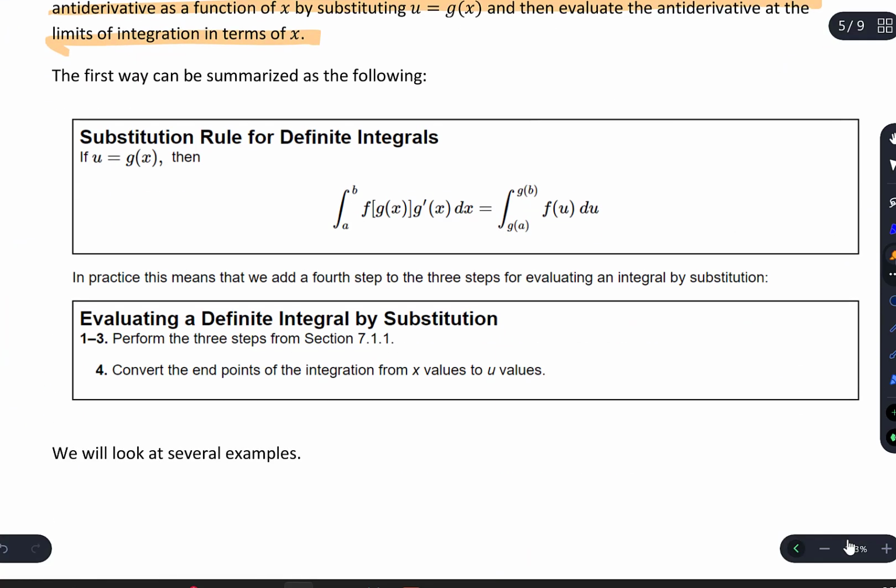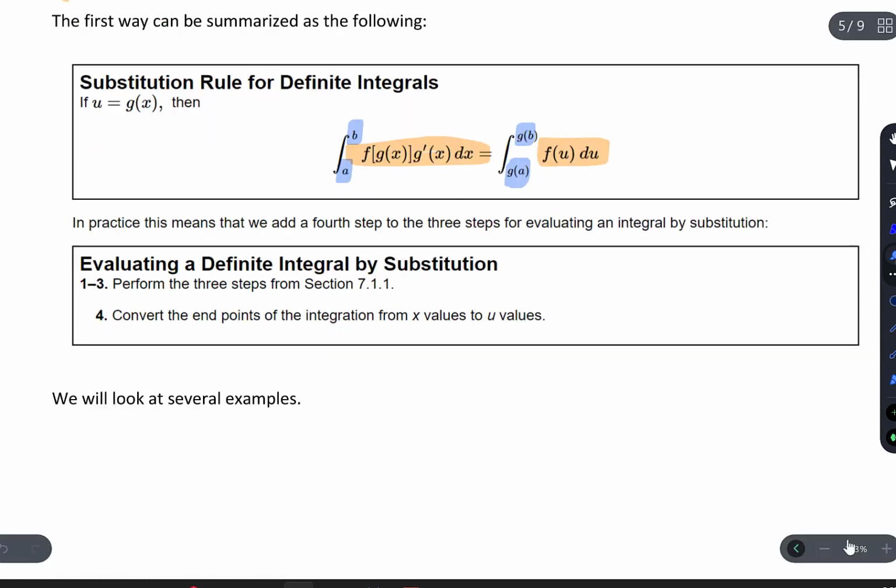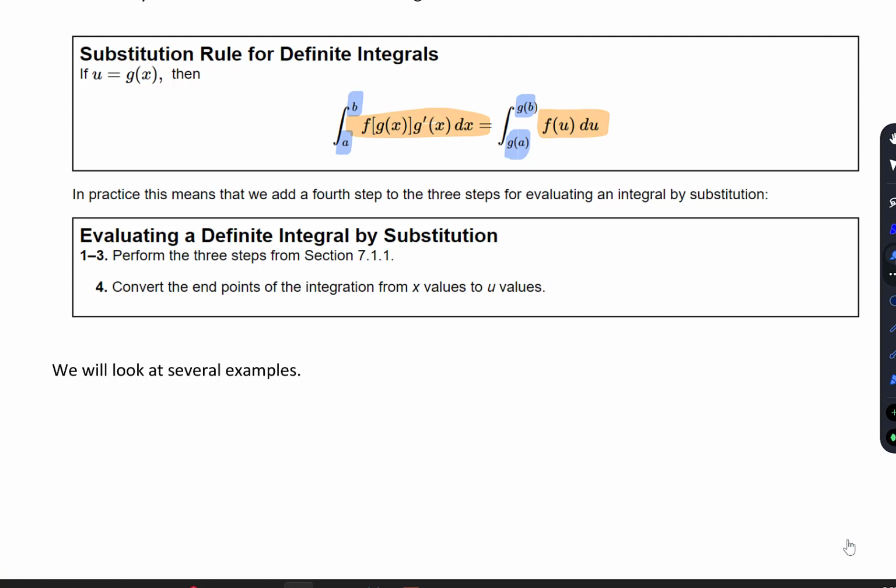And so the first way, which we haven't seen yet, is summarized by the following. Notice again, we're still applying the chain rule just like we saw before. The only difference actually comes here to here. For example, if on your original integral you had 0 to 1, when you rewrite it in terms of u, you'll evaluate g at both 0 and 1, and that will be what you write at the bottom and the top of the integral. In practice, this means that we add a fourth step to those three steps that we just saw earlier, and here is that fourth step. And we are going to look at some examples of this.